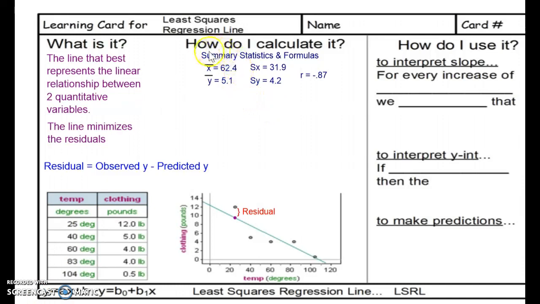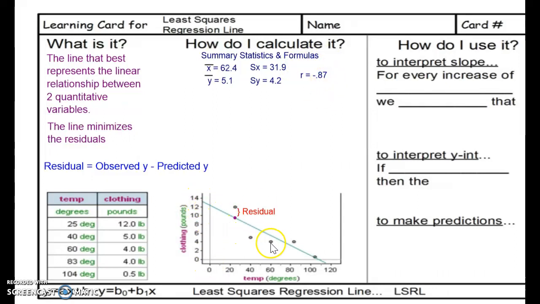First thing that we have to have are our summary statistics, and that's what we have right here. Our X bar, which is the mean temperature, is 62.4. Our Y bar, which is the average pounds of clothing, is 5.1. The standard deviation for X, which is the standard deviation of the temperatures, ends up being 31.9. And the standard deviation for Y, or the standard deviation of the clothing in pounds, is 4.2. The last piece of information, or the last statistic that we need, is R, our correlation coefficient. And you can see that R is negative 0.87.